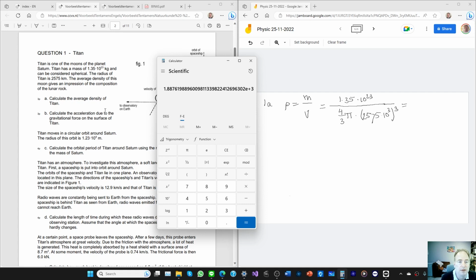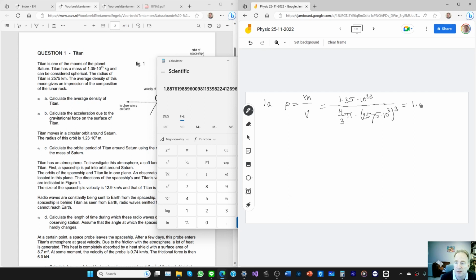Then how many significant digits do I keep? There are 3 here. Yeah, in the American system, okay, this is 4 significant figures. So we can just keep 3. So 1.89 times 10 to the power 3 kg, kilogram per meter cubed.